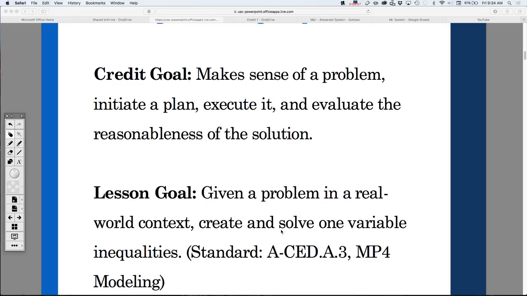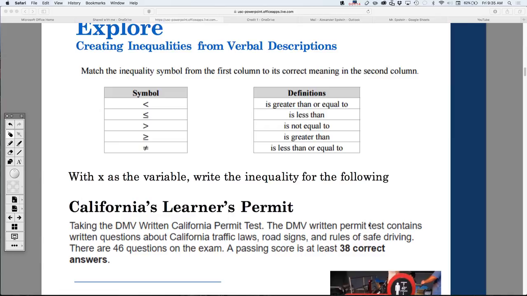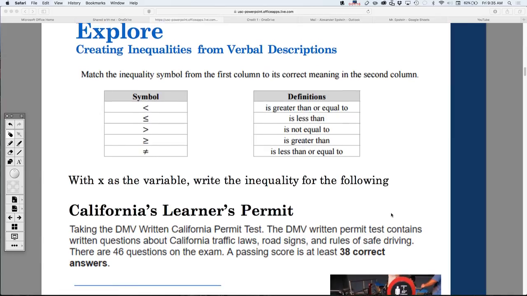Okay. So before we had a real world context and we were doing one variable equations, right? Now we're going to be doing one variable inequalities. So the difference between that is just the sign, as we'll see. Creating inequalities from verbal descriptions. So we have the first exercise. Let's match the inequality symbol from the first column to its correct meaning in the second column. So go ahead and do that now.